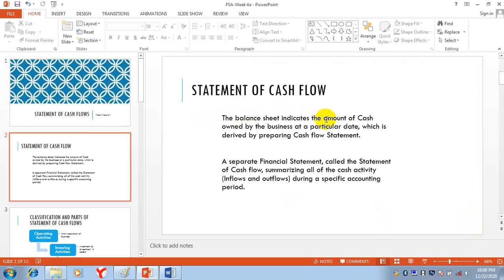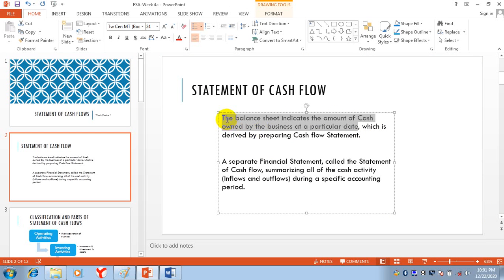The balance sheet indicates the amount of cash owned by the business at a particular date. You know, in the balance sheet there is an item called cash, which is derived by preparing the cash flow statement. Keep this in mind. There is cash, accounts receivable, notes receivable, land, building, furniture, and all these things. The item cash comes from the statement of cash flow.